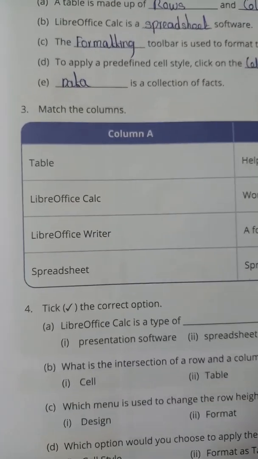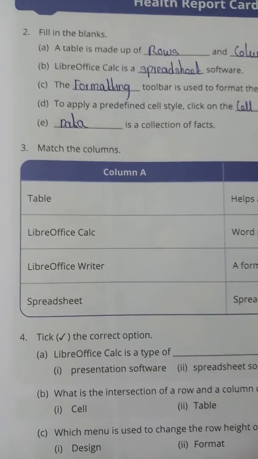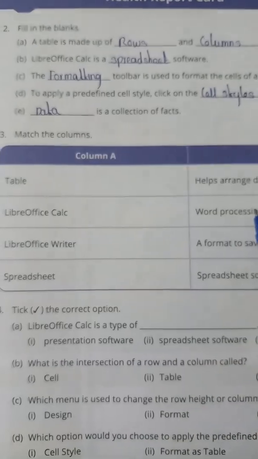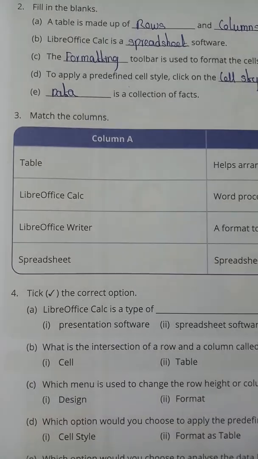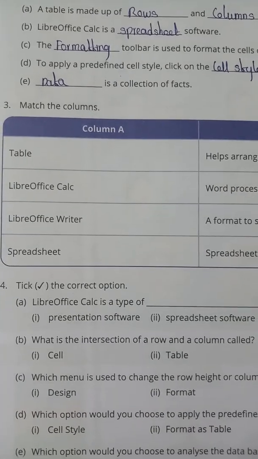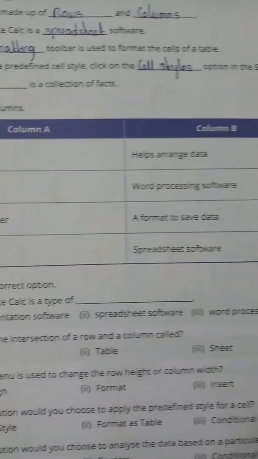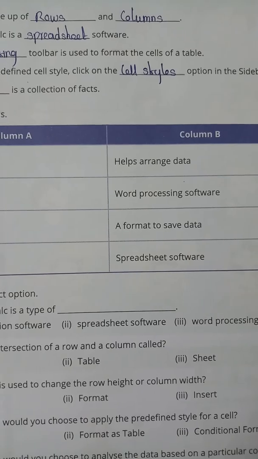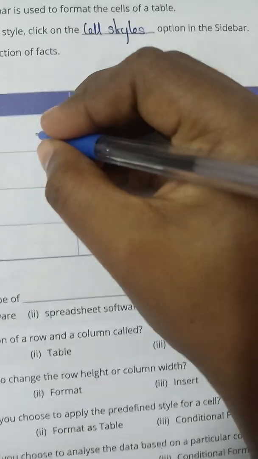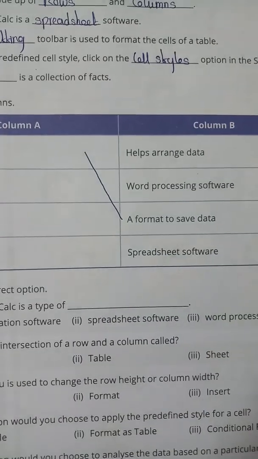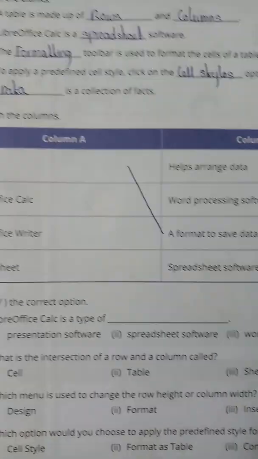The third question is match the columns. Column A, column B. We need to find the answer for column A. The first one is table. What is the answer for table? Can you guess? Yes, a format to save data. Table is a format to save data.